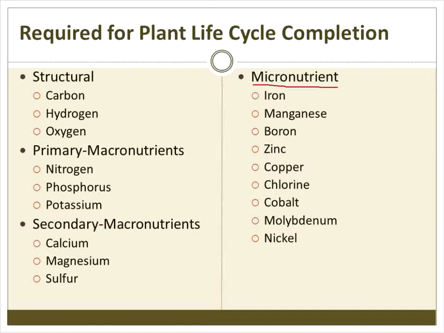But they are required for that plant in order to complete its life cycle. And let me explain what I mean by life cycle. A plant life cycle is: a seed germinates, that seed grows, it reaches sexual maturity, it flowers, that flower is pollinated. That pollinated flower produces some sort of fruit which has a fertile seed inside of it, which is then deposited and can germinate itself. So that is a complete life cycle.